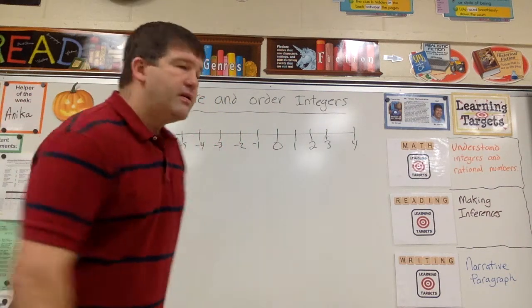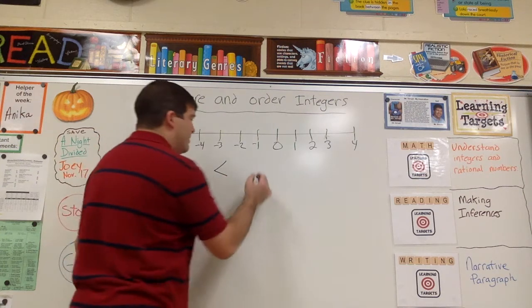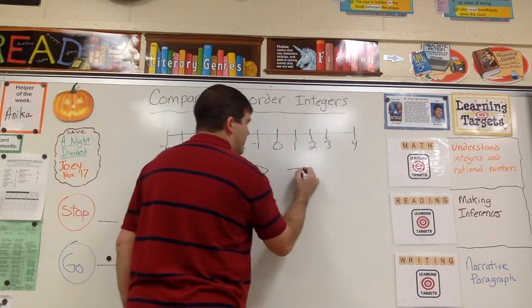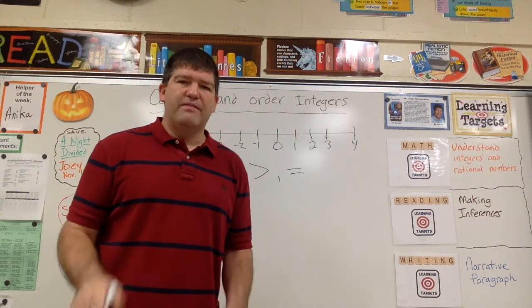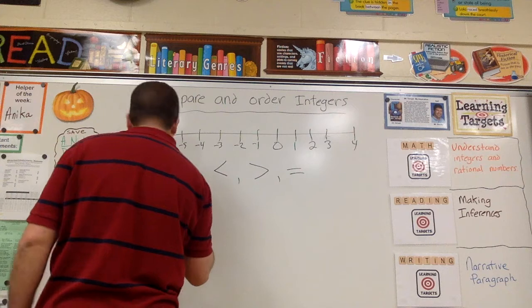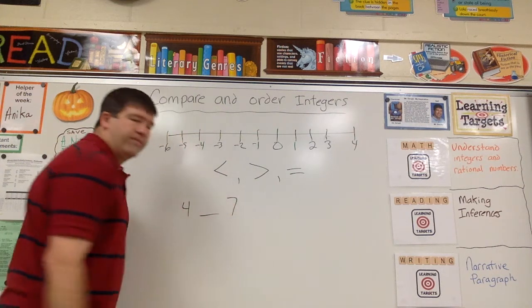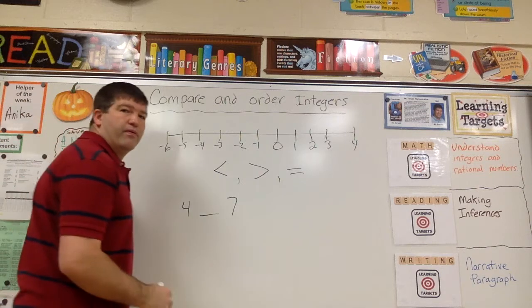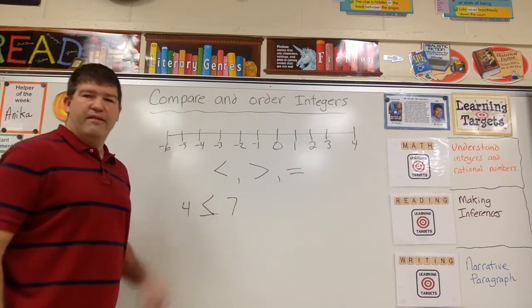To compare a number, it's all about this. Is it less than? Is it greater than? Or is it equal? And we've done this with positive numbers all the time. We might say 4 to 7. 4 to 7, we know that 4 is smaller. So 4 is less than 7.